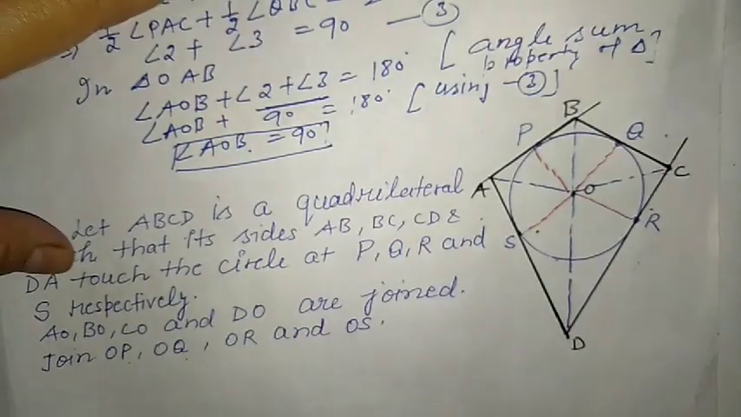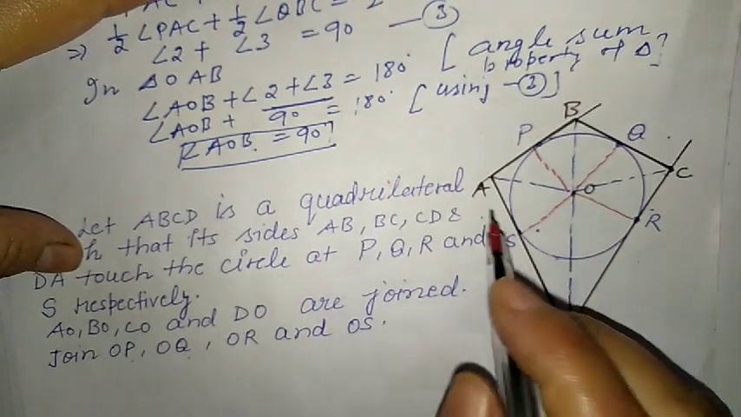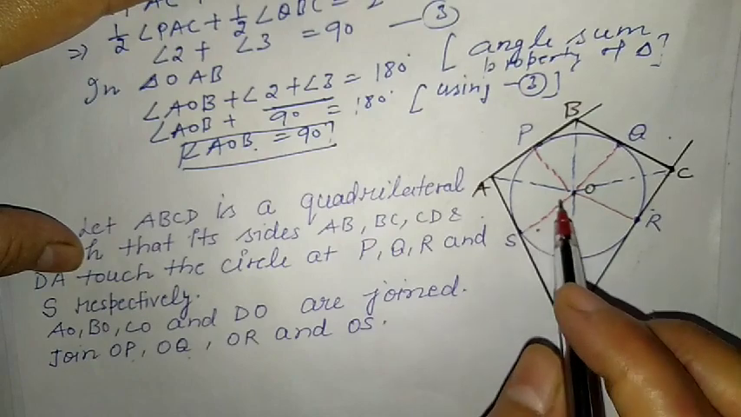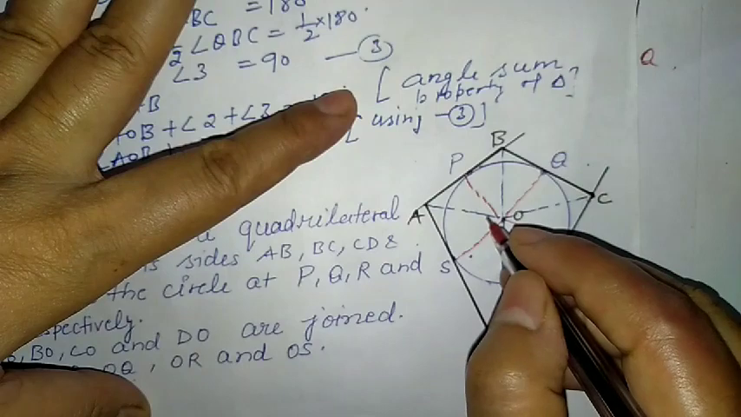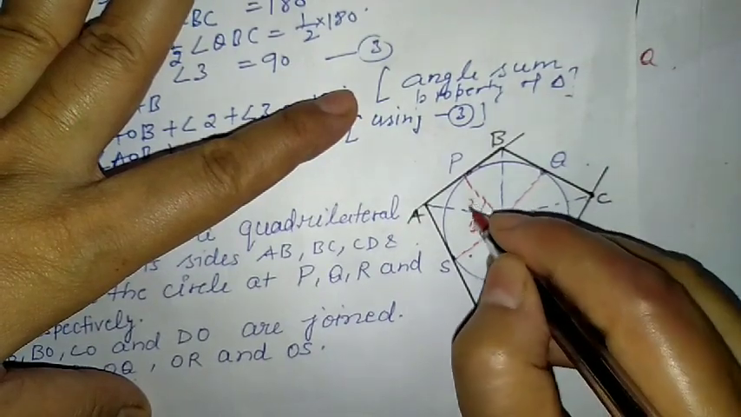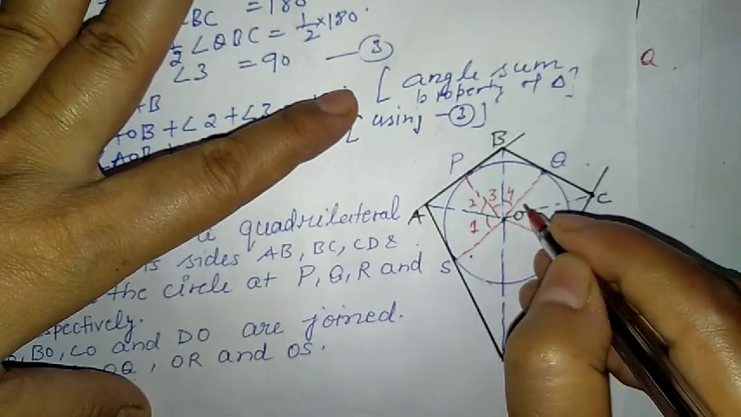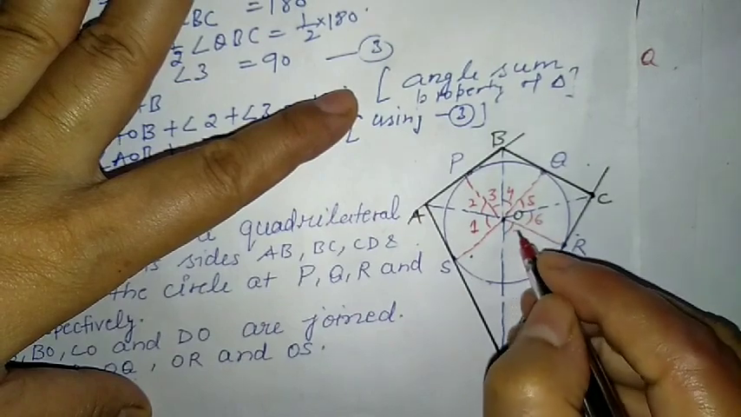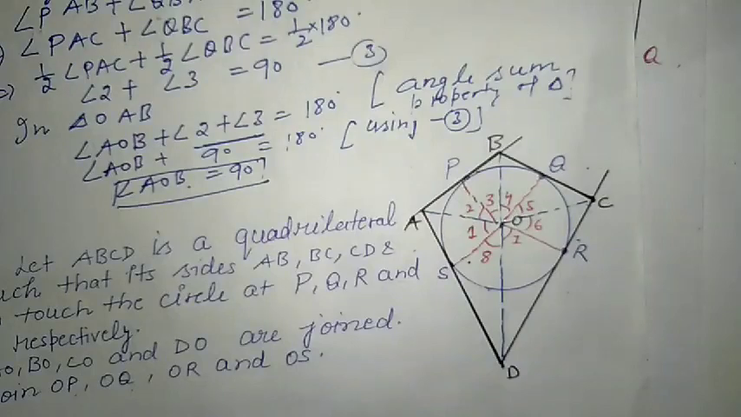Right. Now we know that the tangents drawn from an external point to a circle subtend equal angles at the center. Here, what we do is, let us name the angles. Suppose this is 1, this angle is 2, this one is 3, this is 4, 5, 6, 7 and 8. We have marked these angles.